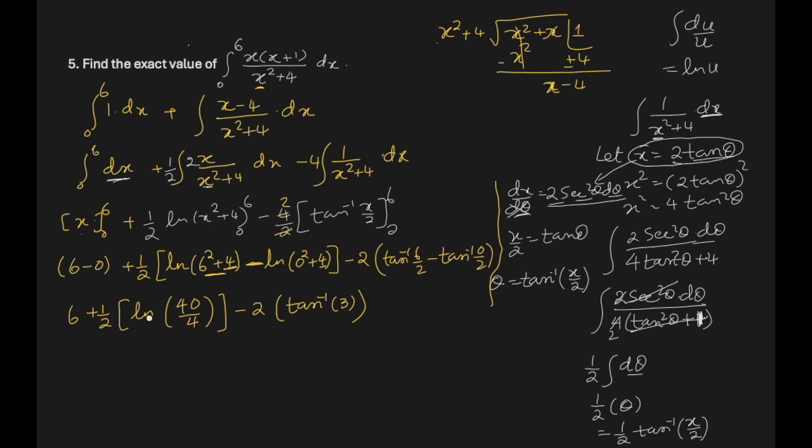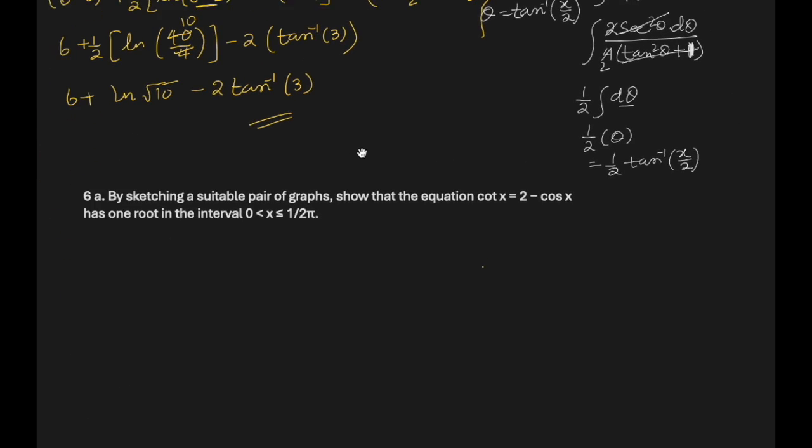So I think we are there. They're saying exact value, so that means decimal is not acceptable. So half, this will cancel, and I can bring this half as a power of 10. So it will be natural log square root 10, because power half is same as square root. And minus 2 tan inverse 3. This is the exact value of the integration. All right, moving on to the next one.